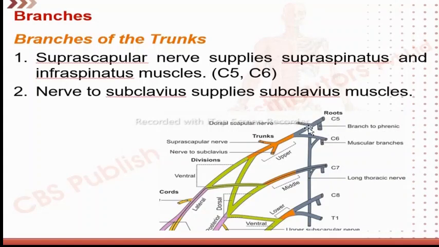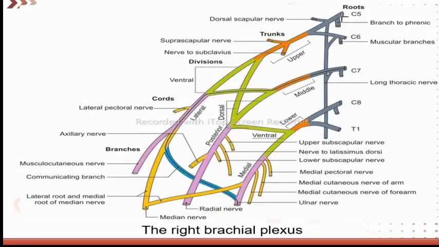Then there is a branch from the C5 root, the dorsal scapular nerve. The C5 root gives rise to the dorsal scapular nerve, and from C5, C6, and C7 arises the long thoracic nerve. It is also known as the nerve to serratus anterior. So it is known as the long thoracic nerve, or nerve to serratus anterior.